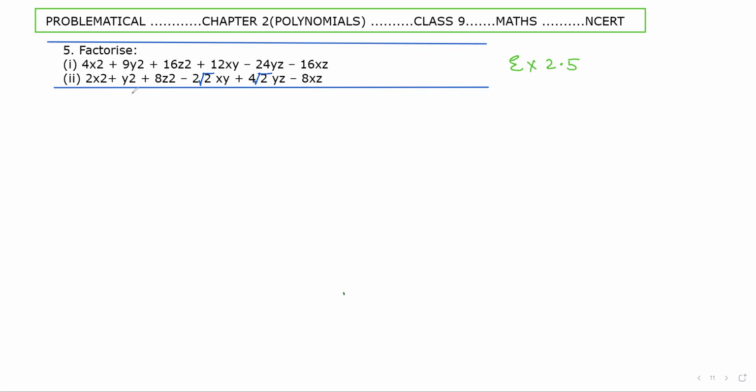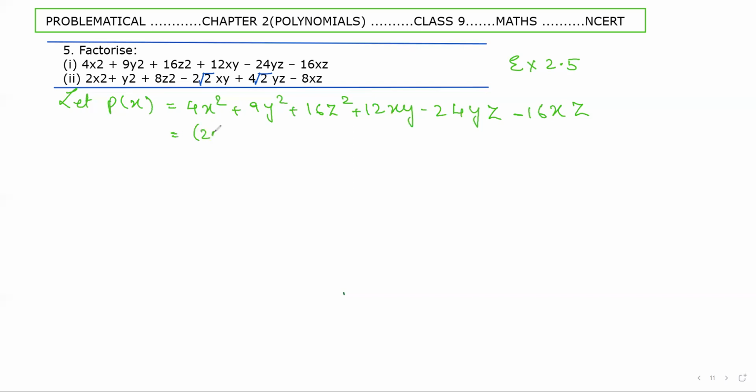First one is, let P of x be equal to 4x square plus 9y square plus 16z square plus 12xy minus 24yz minus 16xz. Now by observation, here you have x square, y square, z square, and combinations of these variables: xy, yz, xz. So this looks like the (a plus b plus c) whole square formula.